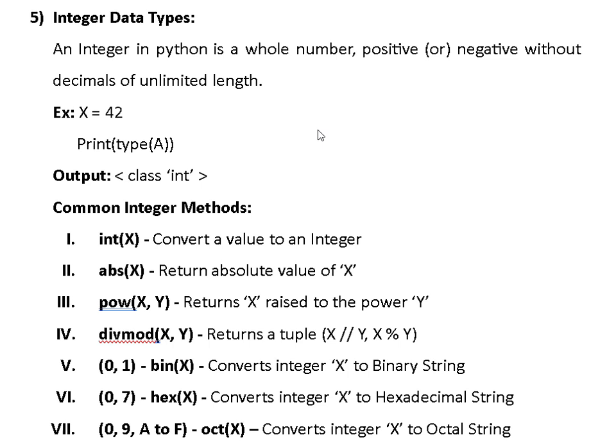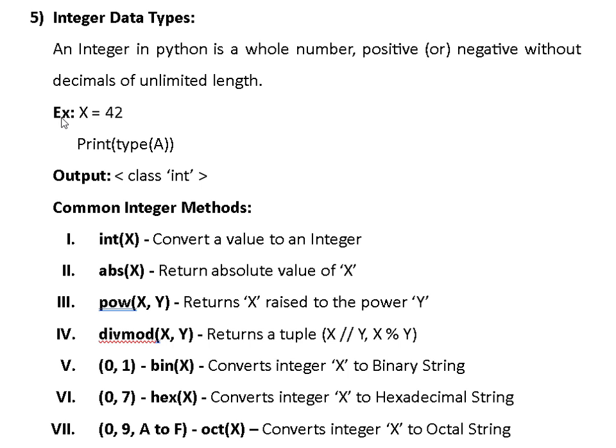So let's see here. Integer means it does not consider decimal values or character values. It may be positive or negative, but it does not contain decimals or characters. Integer means only values from negative to positive, like minus infinity to plus infinity, which does not include decimal values. Numbers such as 5, minus 5, 6, minus 600, like this.